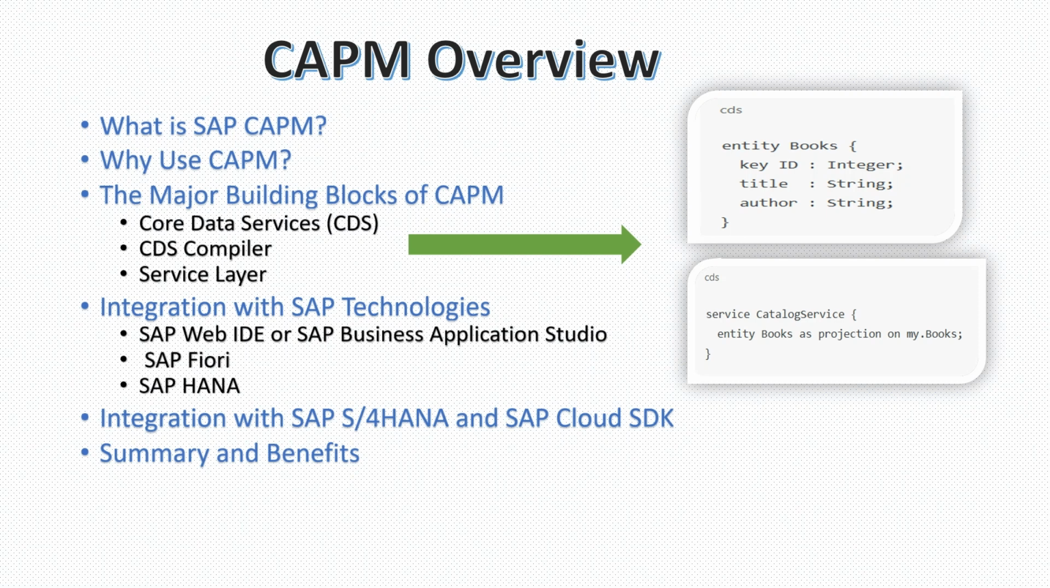So the third we are having is the service layer. I have defined a service over here, right side bottom image, like service catalog service, and here I have defined an entity books as projection on my books. I'll show you everything in practical in my upcoming series. So this is how we expose the entity books as a service from CAPM.